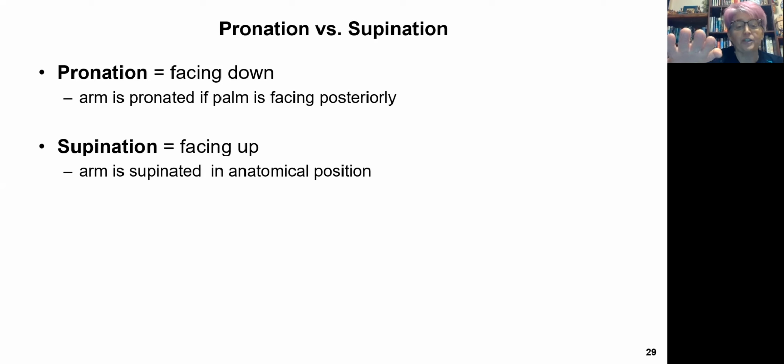We can do that with our feet too. Your feet are normally pronated. You can also twist them a little bit one way and the other to pronate them. If you are lying face down, you are lying prone. If you are lying face up, you are lying supine.